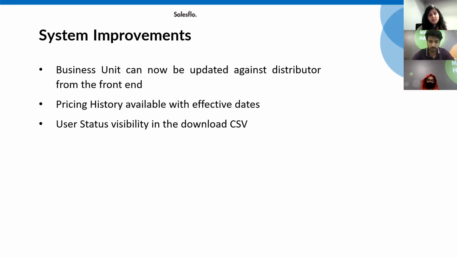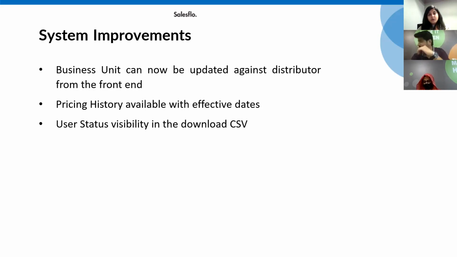But now we've given the user the capability that when they download the prices, they will be able to see exactly which price level is active right now and which price levels have been active in the past, and their start date and end date will also be clearly visible in that CSV. So you'll be easily able to filter out which are active price levels, what your prices have been against the SKUs with effective dates, and so on. Okay.